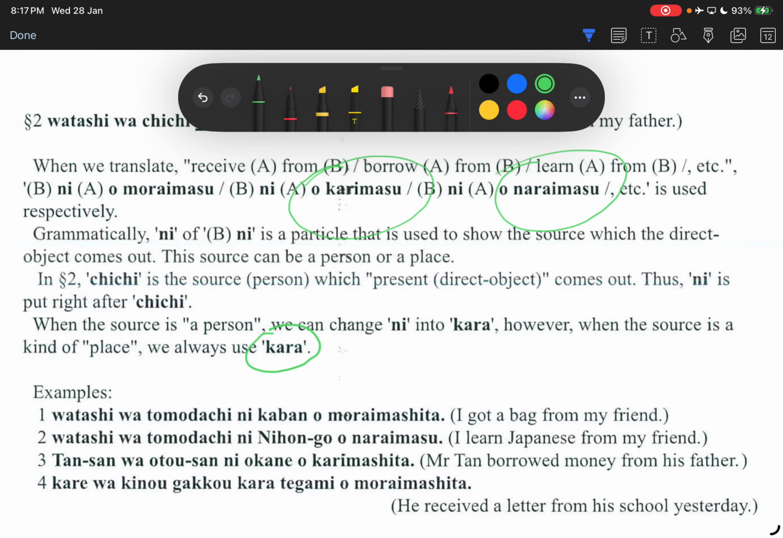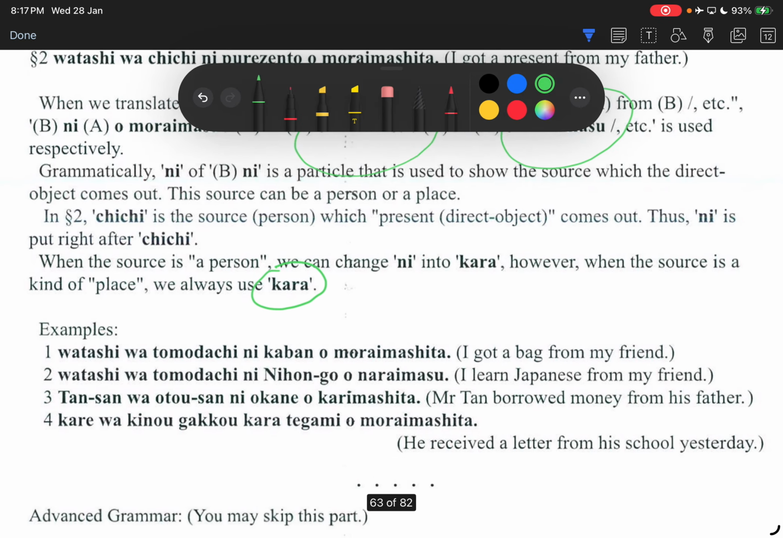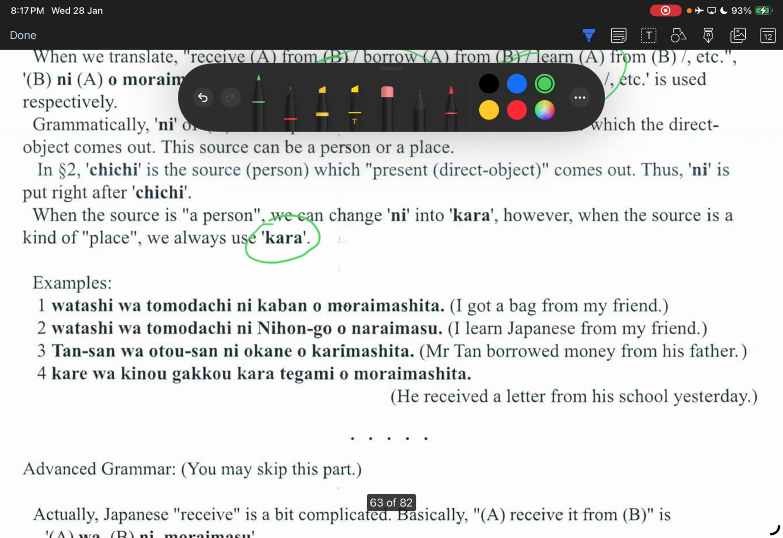Okay, so examples. 1. 私は友達にカバンをもらいました。So 友達に, right, it sounds like to friend, but however, if we cover away this friend, 私はもらいました, so I received. So this ni must be from. So I received from friend. So 友達に, from friend, カバンをもらいました. Received bag from friend.